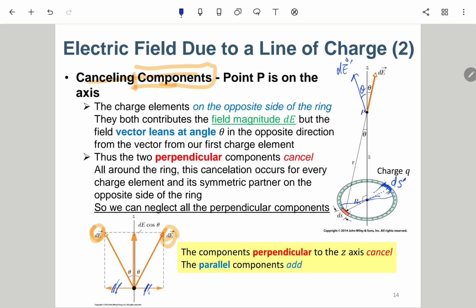So the vertical component of them will be dE times cosine of theta, because theta is here, so this will be dE cosine of theta for each of them. We don't try to put a 2 here. We will still be integrating over the whole circle, so we just make them dE cosine of theta. We only need to know that the z-axis component of dE will be dE times cosine of theta.